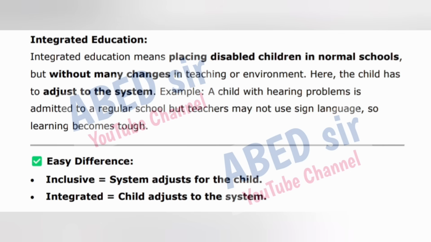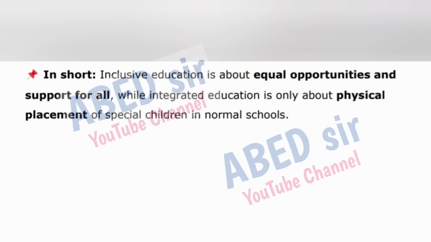Easy difference. Inclusive is equal to system adjusts for the child. Integrated is equal to child adjusts to the system. In short, inclusive education is about equal opportunities and support for all, while integrated education is only about physical placement of special children in normal schools.